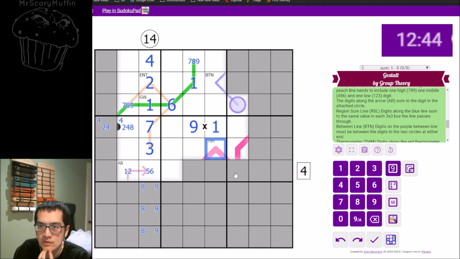And then we have a thermos here. We don't know where the bulb is, but we do know that 9 and 1s, for example, can't go anywhere on here, here, here. But we already know it can't go here, so it just helps us here that 9 and 1 cannot get.